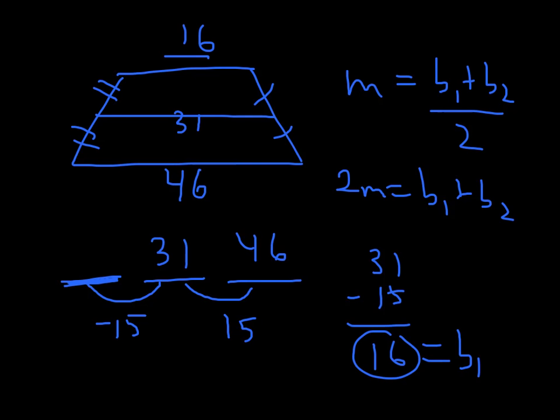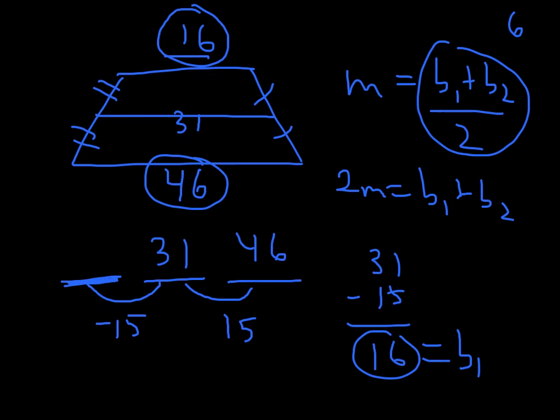We can check it real quick. Let's look at the two bases. We know the average of the bases has to equal the median. So 46 plus 16 is 62. And 62 divided by 2 is 31, and that is the length of the median.